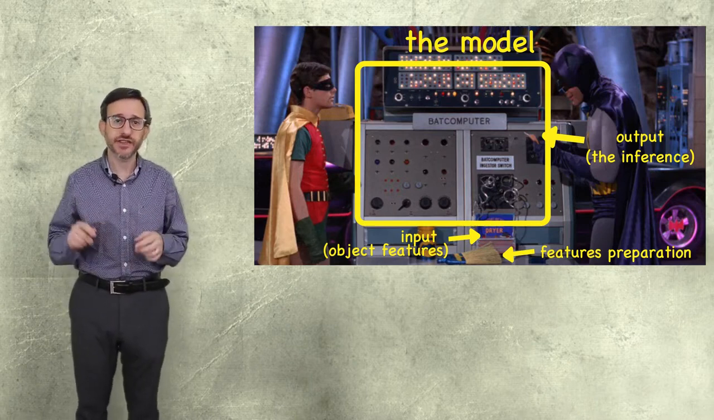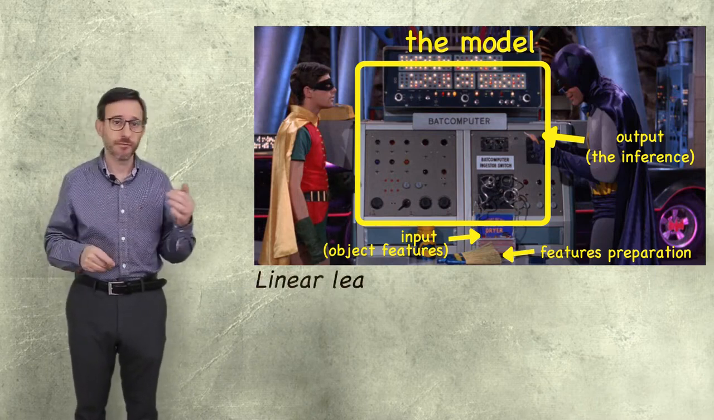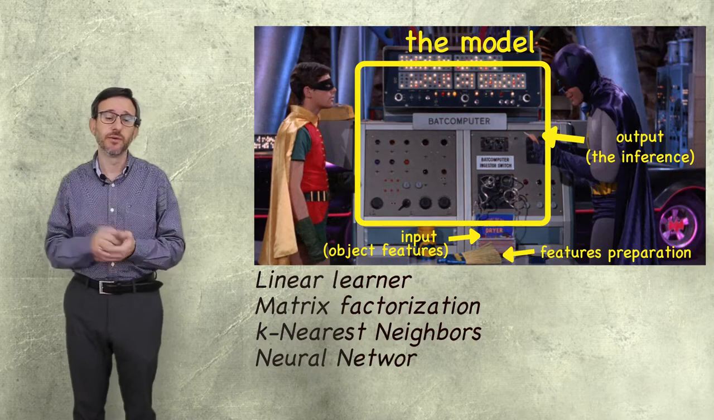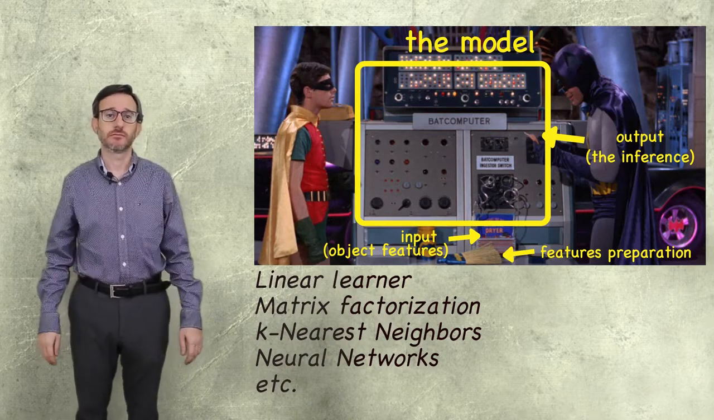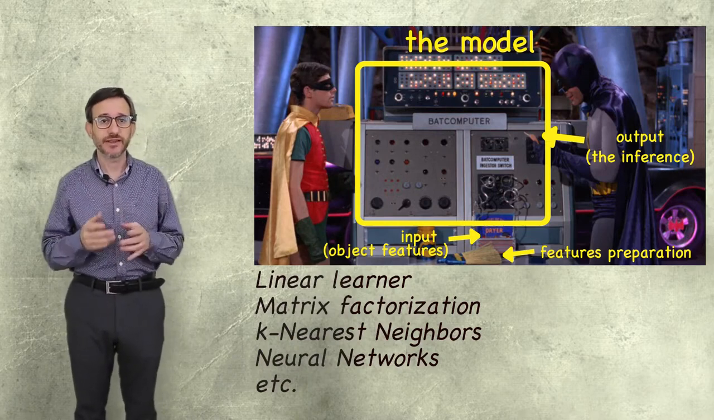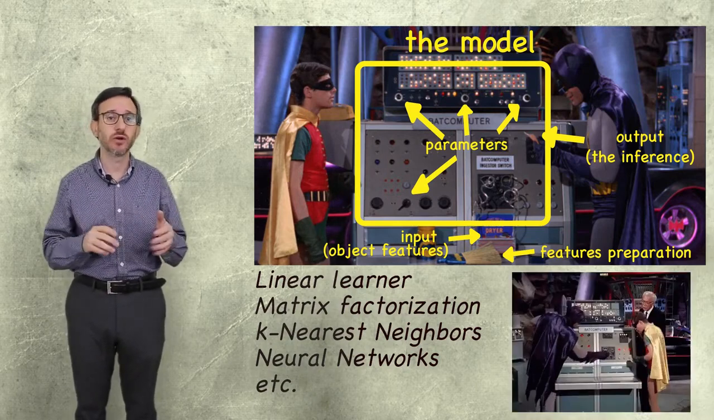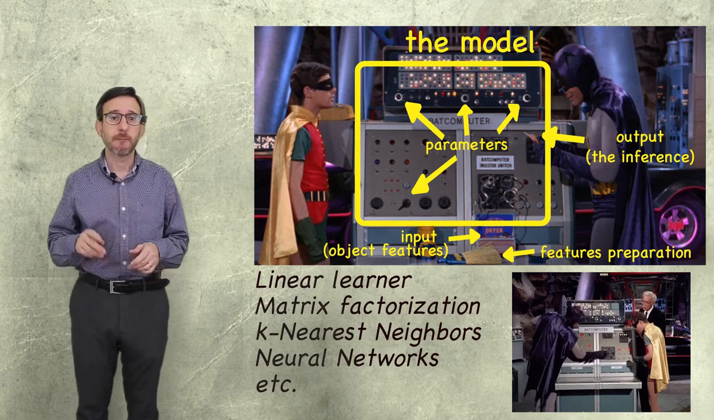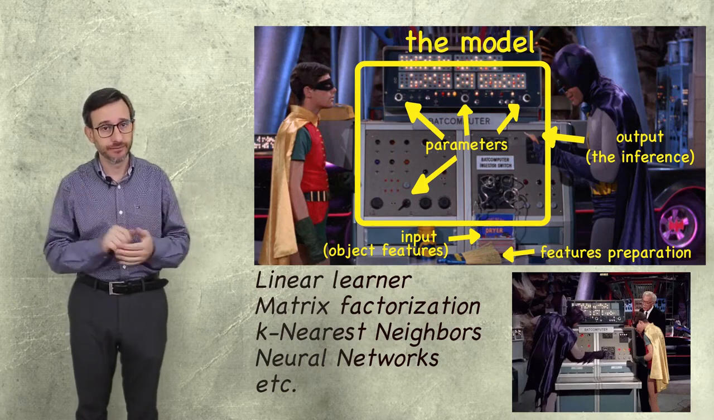The model has a fixed internal structure. There are several model types like linear learner, matrix factorization, k-nearest neighbors, neural networks, to name a few. Each of them is suitable for a particular type of problem. However, given the type of algorithm, they always have a set of parameters that can be tweaked. The process of finding the best parameters is what we call training or fitting the model. And we can do this by presenting a set of features and desired outputs to a training algorithm.